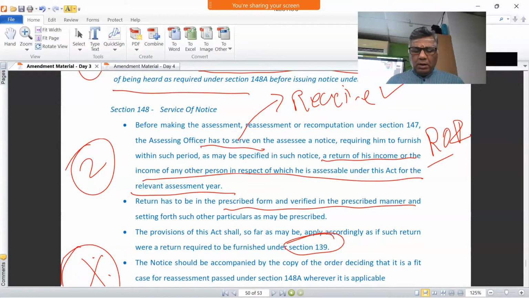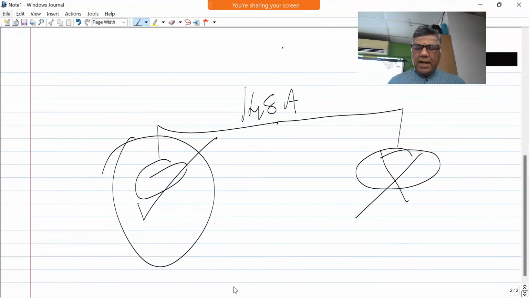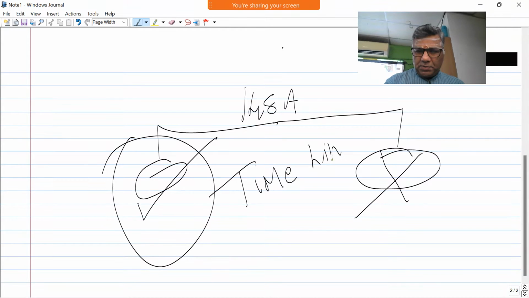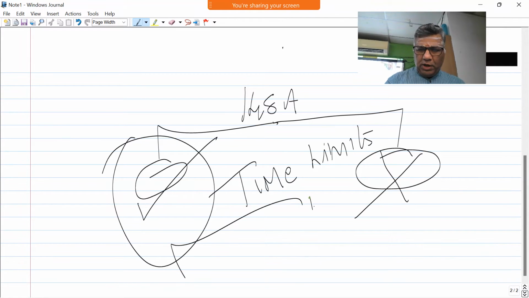Okay. My next chart to you is about the central line time limits, with three branches this time.